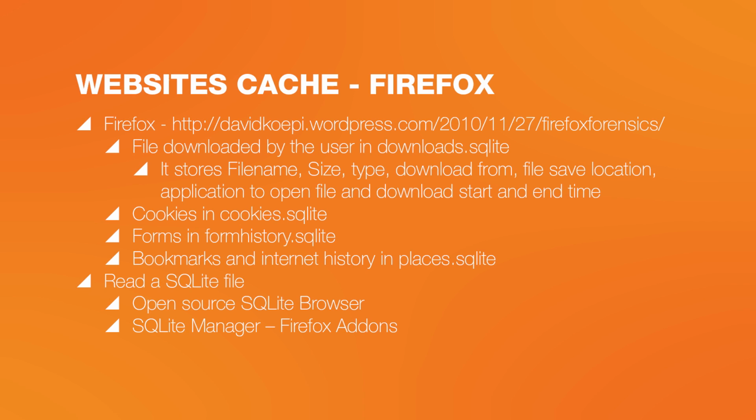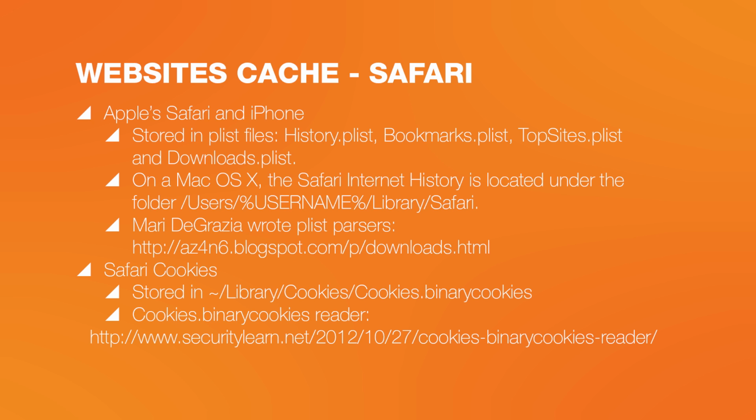For Firefox, the Internet history, file downloads, cookies, and forms are stored in .SQLite files. Safari stores Internet history, bookmarks, and download information in .plist files, and stores cookies information in .binarycookies.